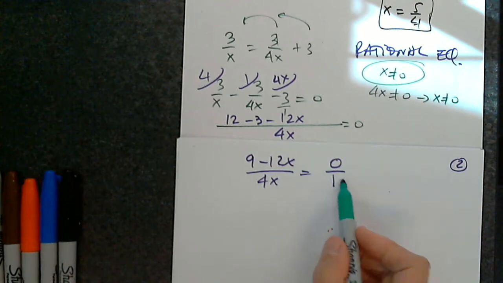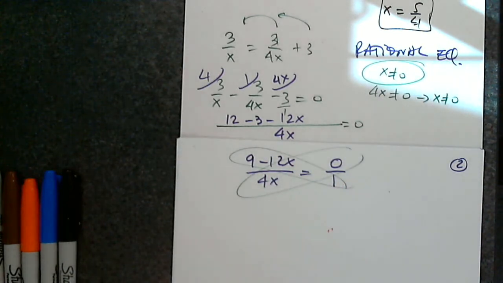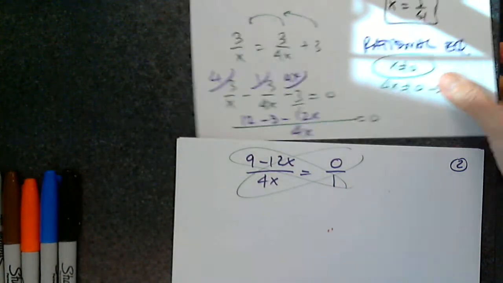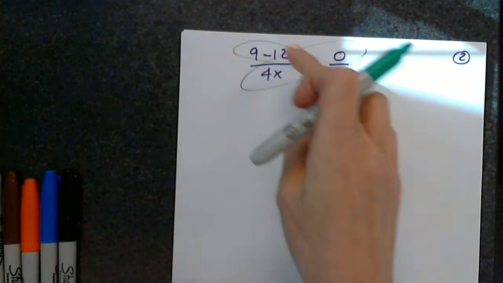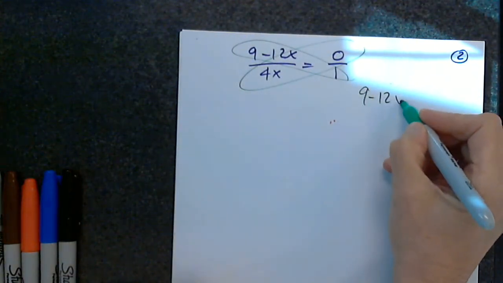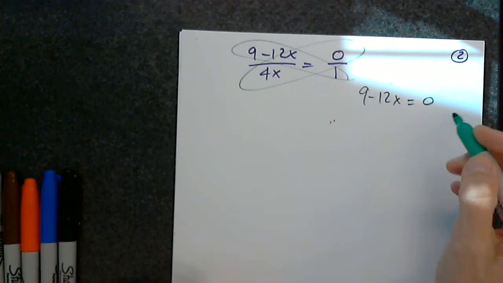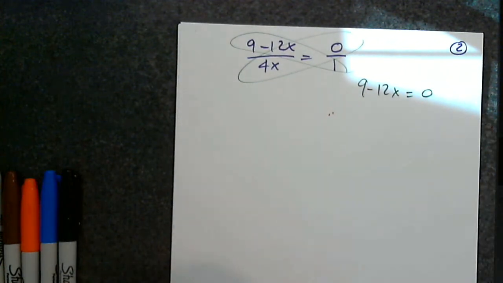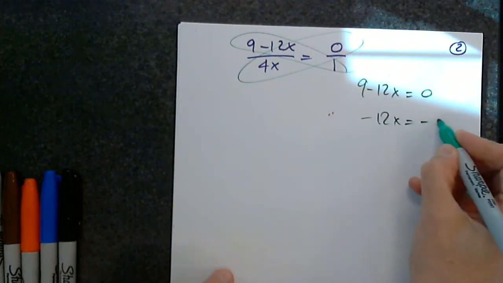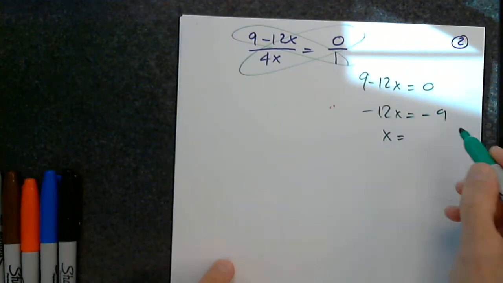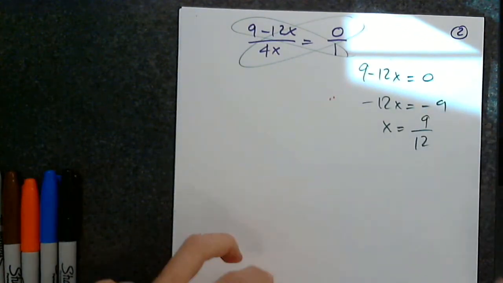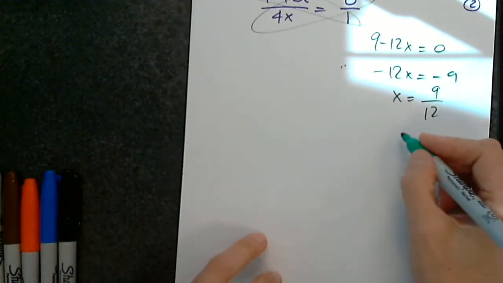So now I can cross multiply. And what I get is this times this is itself, and this times this is 0. Now this is a linear equation, so then negative 12x will be negative 9, and I divide both sides by negative 12. So this is 9 over 12. I'll simplify by 3 and get 3/4.